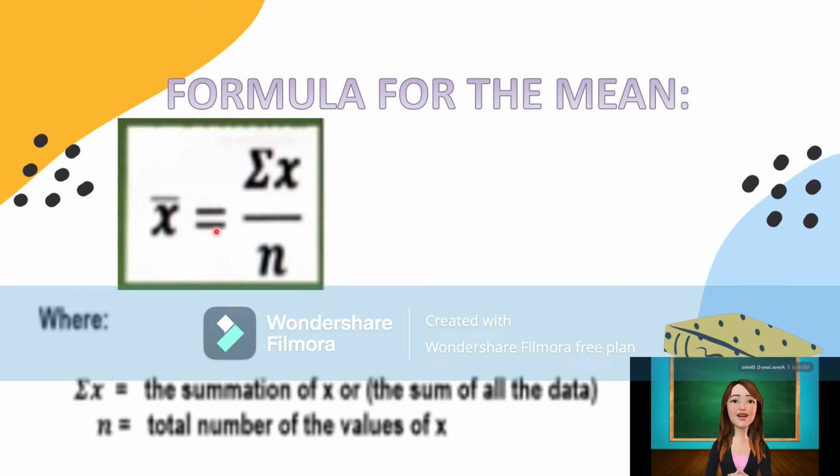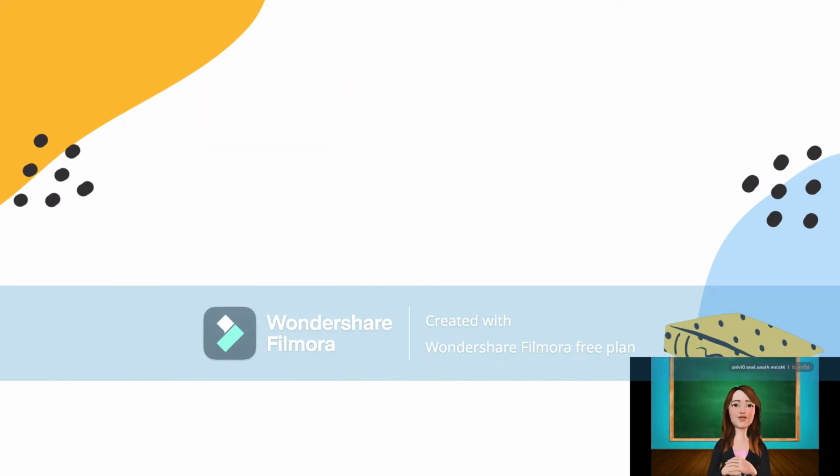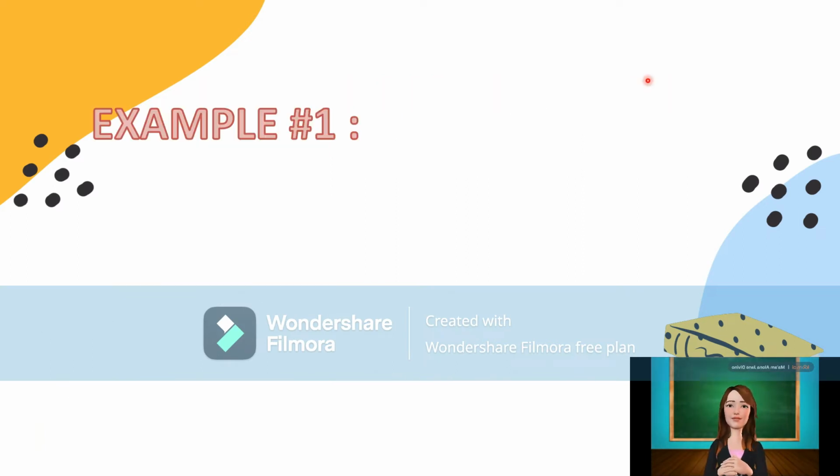X bar is equals, etong symbol na to, ibig sabihin o pagbasa nito is summation. So summation of x divided by n. So summation of x or the sum of all the data, where n is the total number of the values of x. So we have here an example.